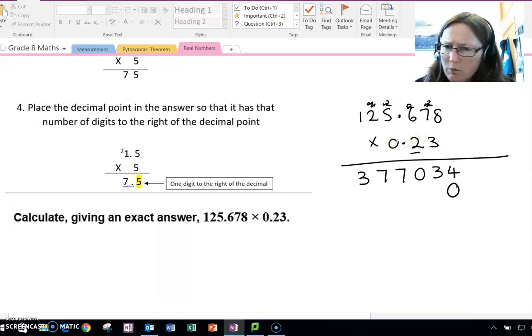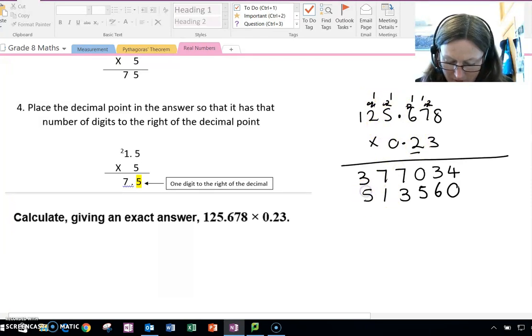So I'm doing like I would for normal multiplication. I haven't taken the decimal points into account yet. 2 8s are 16, so I put down the 6, carry the 1. 2 7s are 14 plus 1 is 15, put down the 5, carry the 1. 2 6s are 12 plus 1 is 13, I put down the 3, I carry the 1. 2 5s are 10 plus 1 is 11, put down 1, carry 1. 2 2s are 4 plus 1 is 5. And 2 1s are 2.